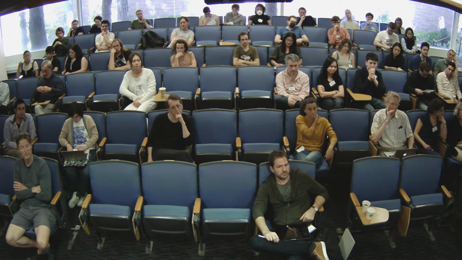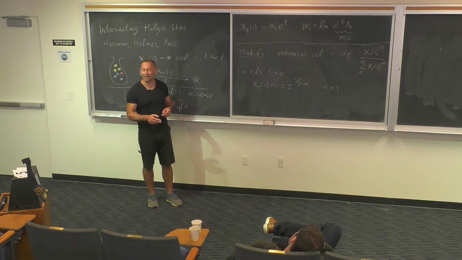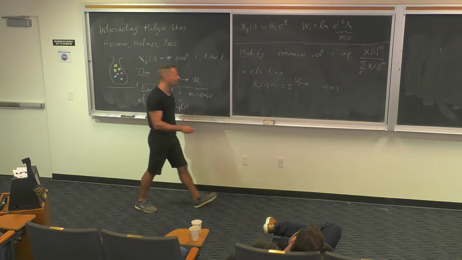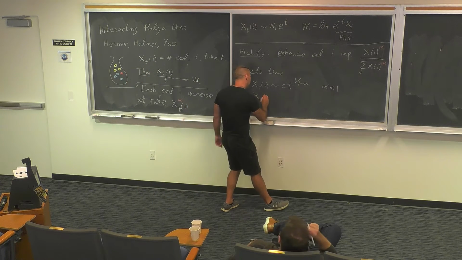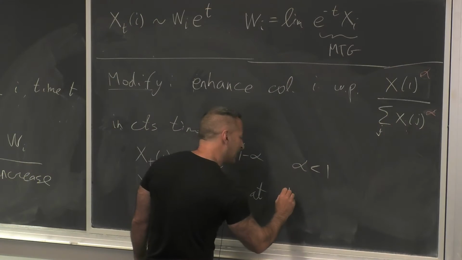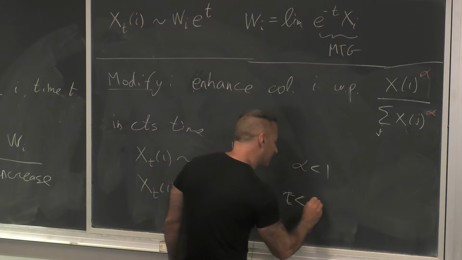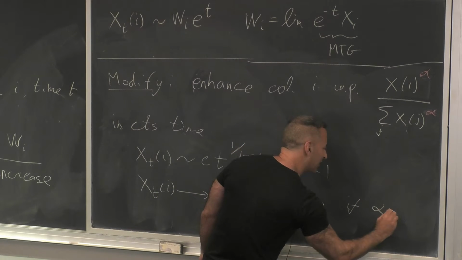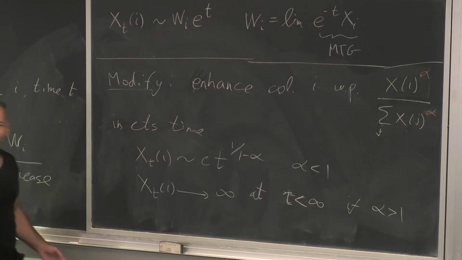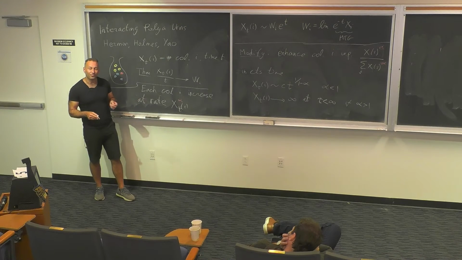Yeah, so if alpha is less than 1, it grows like some power of t. If alpha is more than 1, then it actually blows up in finite time. So x_t(i) tends to infinity at some time, let's call it tau, which is finite if alpha is more than 1. So that's what happens if you separate these colors. Each color grows independently. So what does this tell us about the discrete time process?